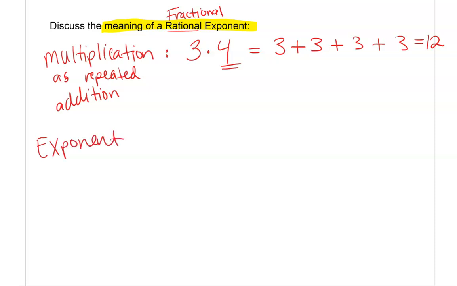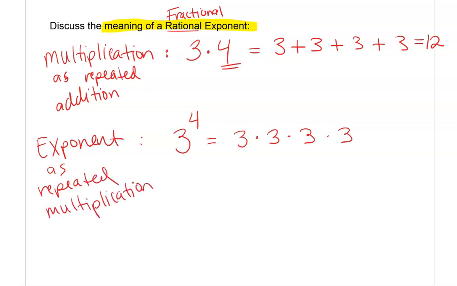So an exponent, for example, if I did 3 and raised it to the power of 4, that would mean that I'm multiplying 3 to itself 4 times. So an exponent is referring to repeated multiplication. So if I multiply 3 to itself 4 times, 3 times 3 is 9, times 3 is 27, times another 3 is 81, then I get this result, which equals 81.